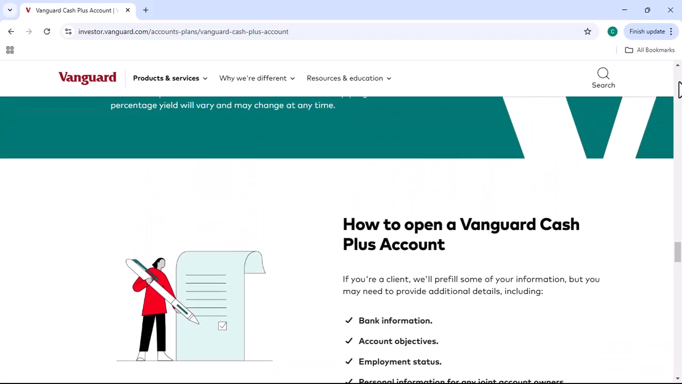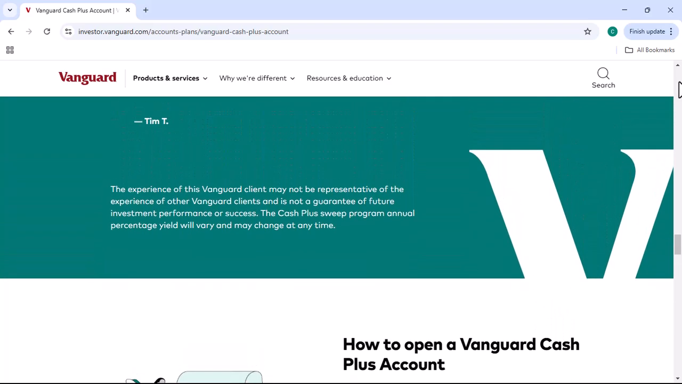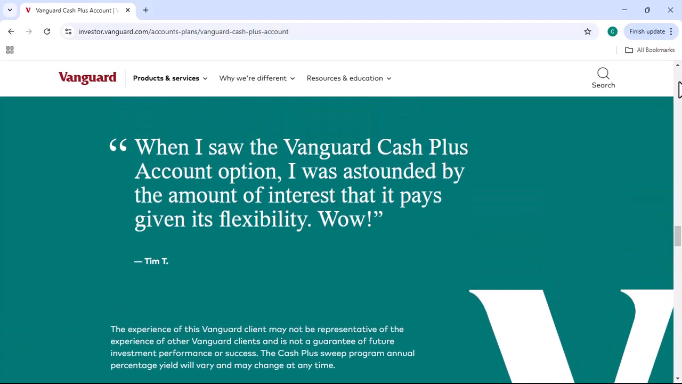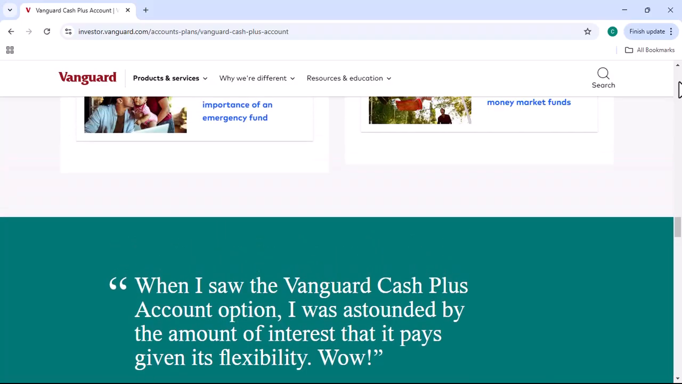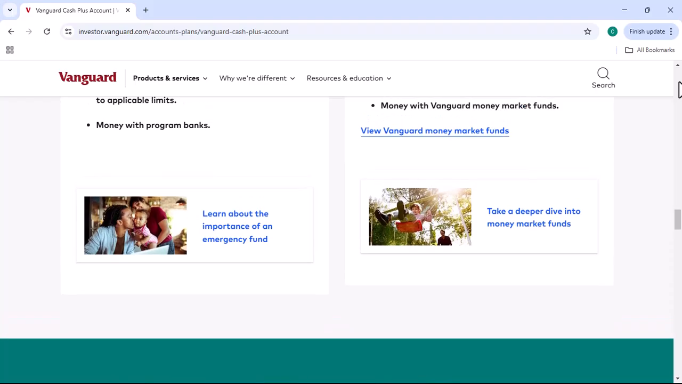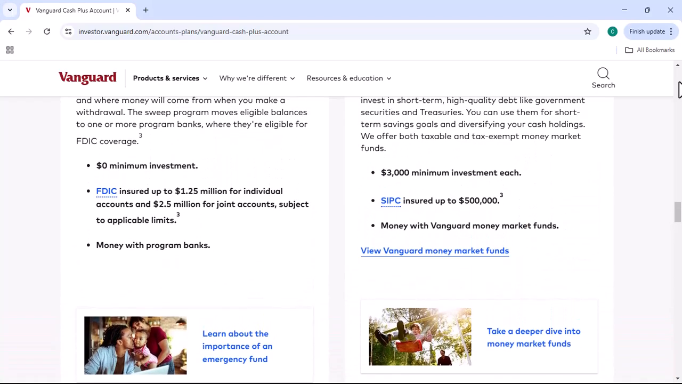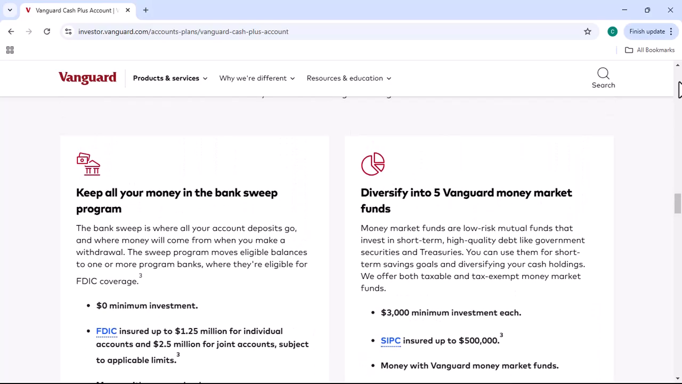How to find the exact distribution information? While the general rule is monthly distributions, if you want to confirm the specific distribution schedule for the particular Vanguard Cash Plus option your funds are swept into, here's how you can typically find that information. Vanguard website. Your account statements. Vanguard Client Services. Why monthly distributions are common for money market funds.